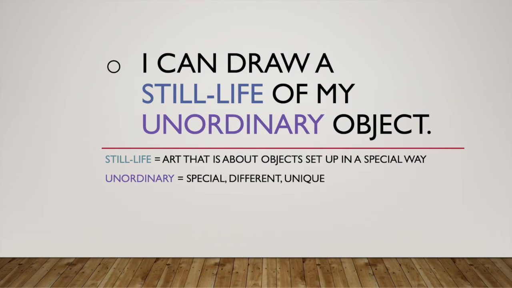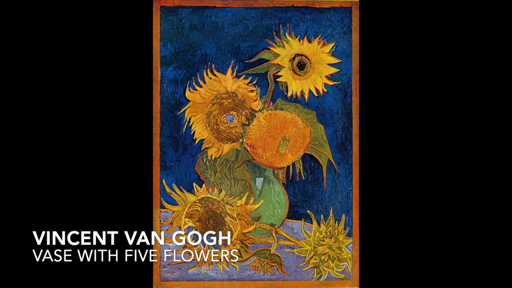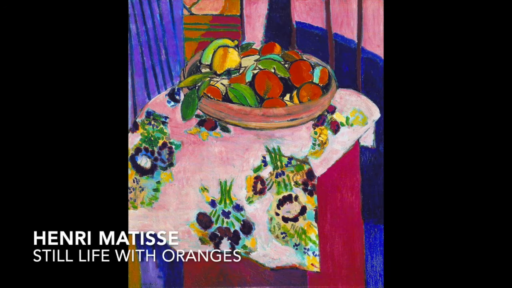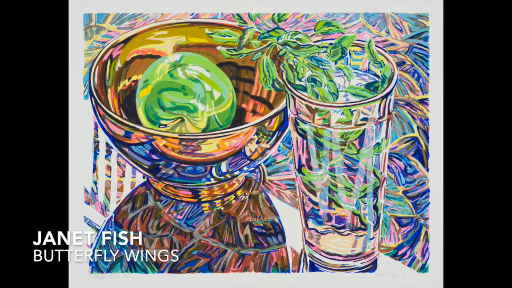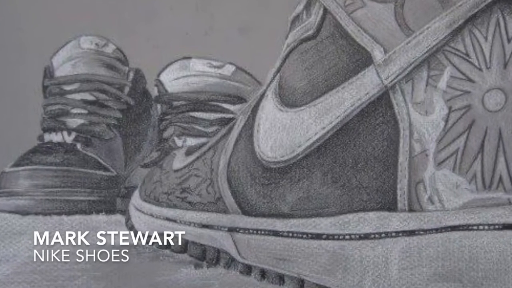So for this project, we are going to be thinking about unordinary objects around us at home to create a still life. Here are some examples of famous still lifes. Artists have taken many different objects throughout time and arranged them in beautiful, meaningful ways to create paintings, drawings, illustrations, and different types of art from them. Still lifes can be regular objects, something special to you, but it just depends on how the artist creates it as a setup.